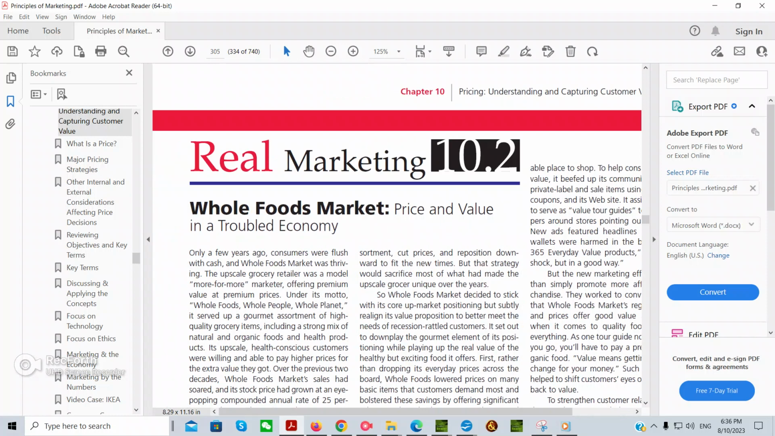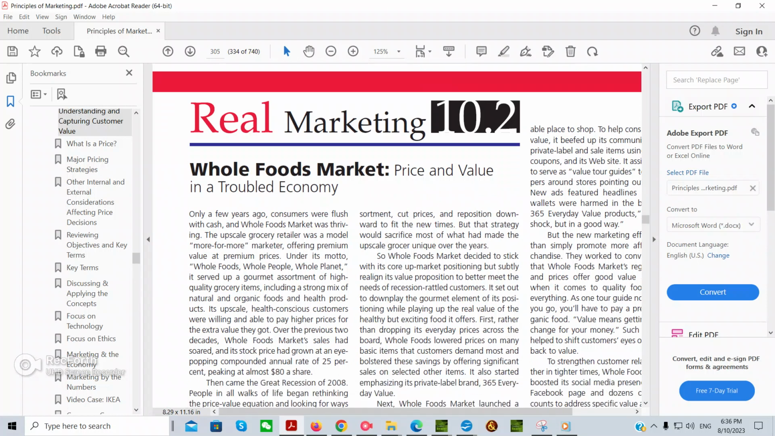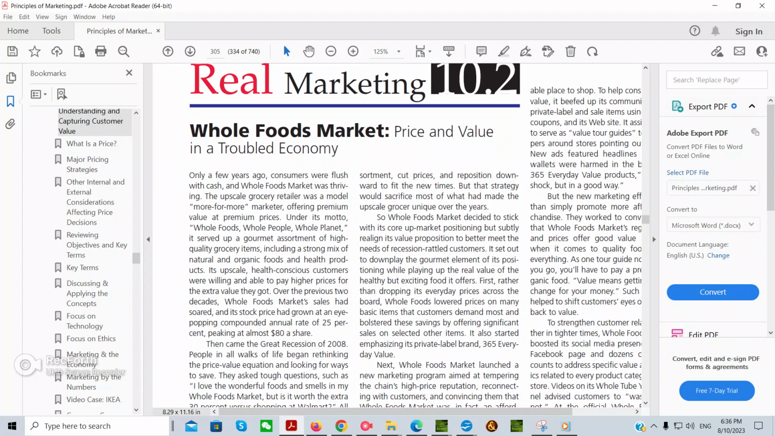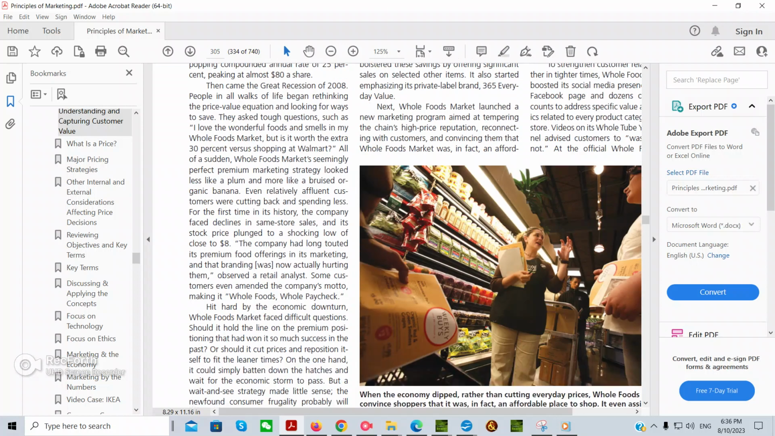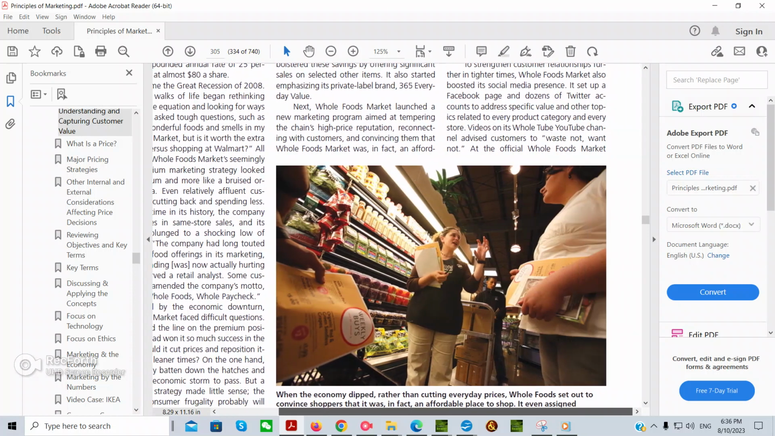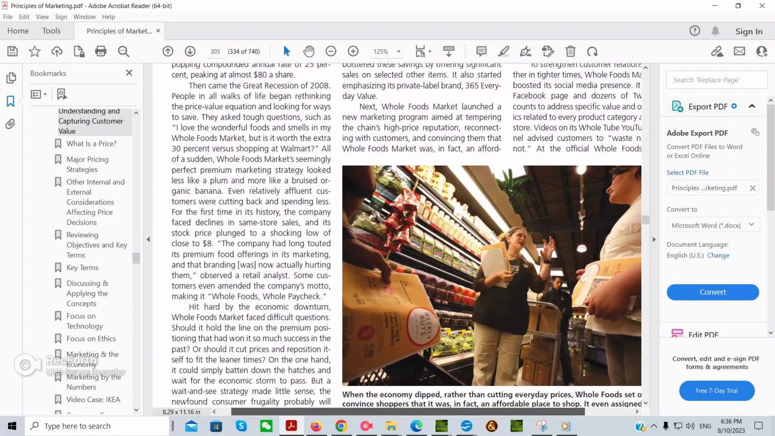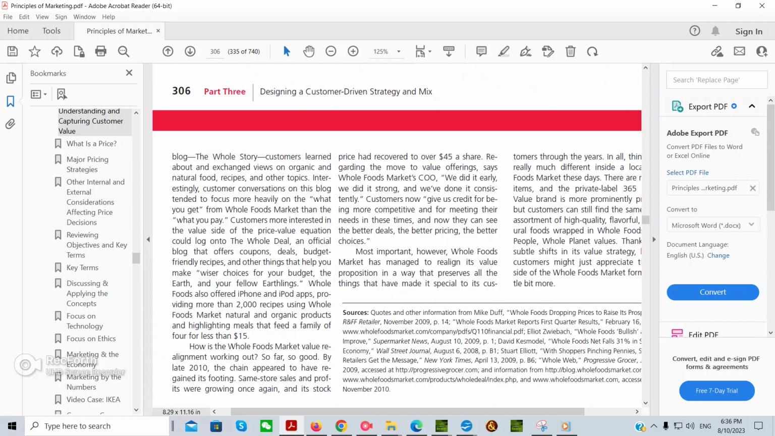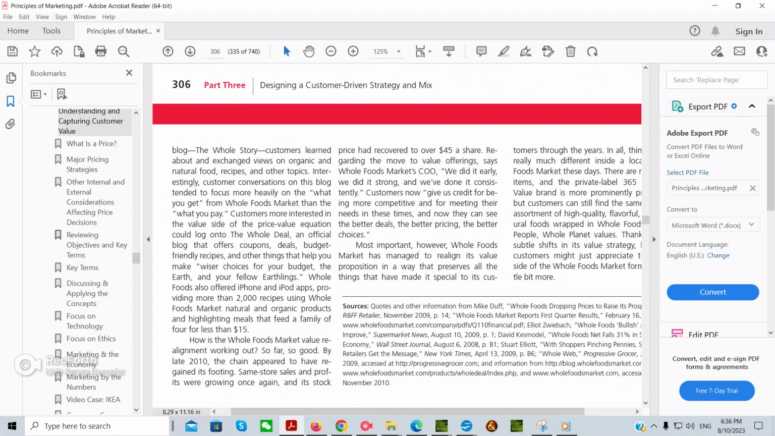And as I said, that will be discussed in chapter 11. Now, we have a case example from Whole Foods Market. This is a high-end grocery store. What they do during a troubled economy, okay, they have different tactics. They have different marketing tactics.